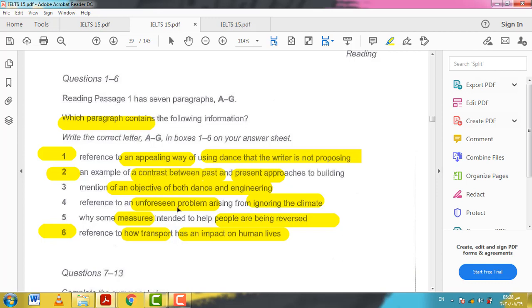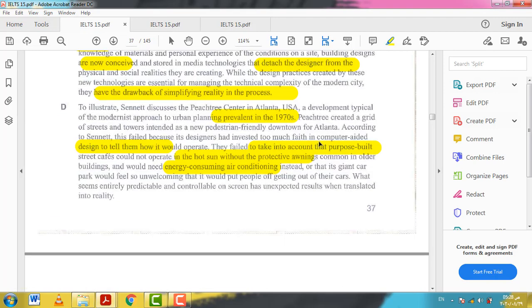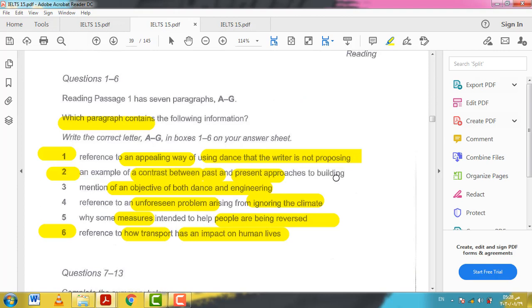So here, climate. They failed to take into account that cafes couldn't operate in the hot sun. So they ignored it, didn't take it into account. An unforeseen problem from ignoring the sun. Don't take into account the sun. So 4 will be D.